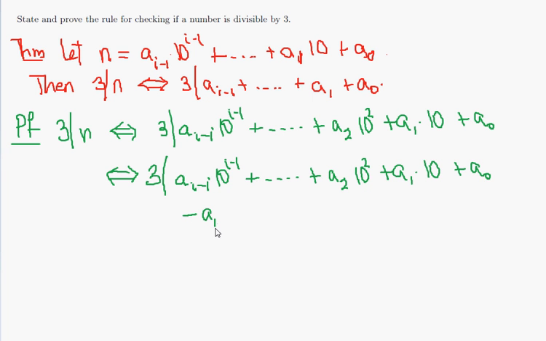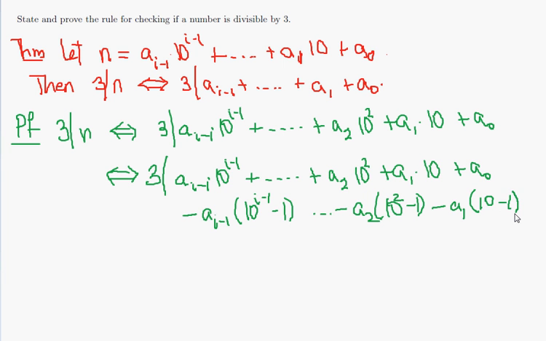minus a sub i minus 1 times 10 to the i minus 1 minus 1, minus a sub 2 times 10 squared minus 1, minus a sub 1 times 10 minus 1. And I don't need to worry about the a sub 0 term on this thing that I'm adding.